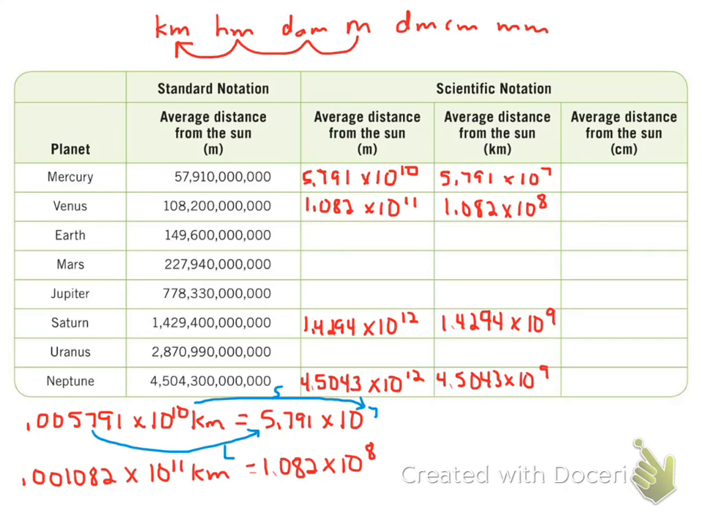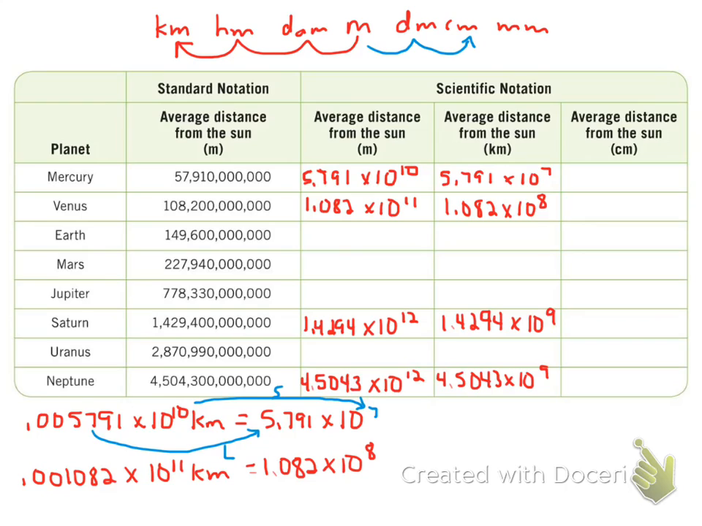Number 3 says complete column 5 by converting the column 3 numbers to centimeters. Keep the numbers in scientific notation and notice how the exponents in column 5 compare to the exponents in column 3. So now we're converting from meters to centimeters. So we're using column 3 to get column 5. Meters to centimeters, 2 places to the right.